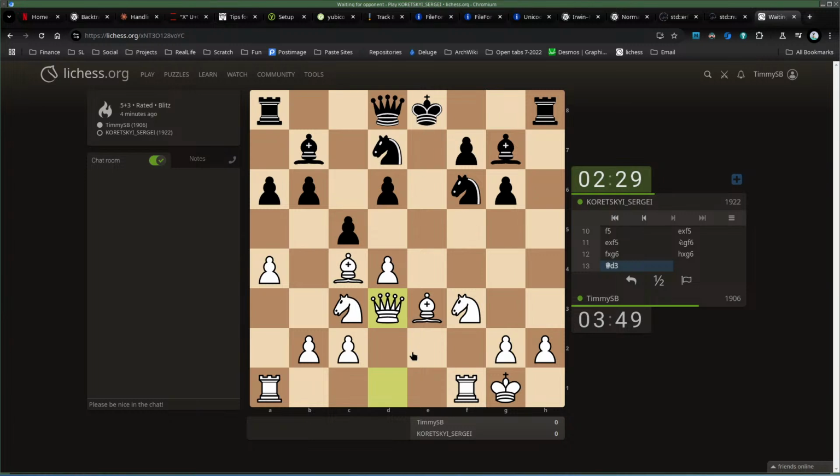With this open file here, he's like dead unless he castles short. But then this pawn is pinned, so I attack that pawn. Now he has to solve the problem: how to be able to castle.